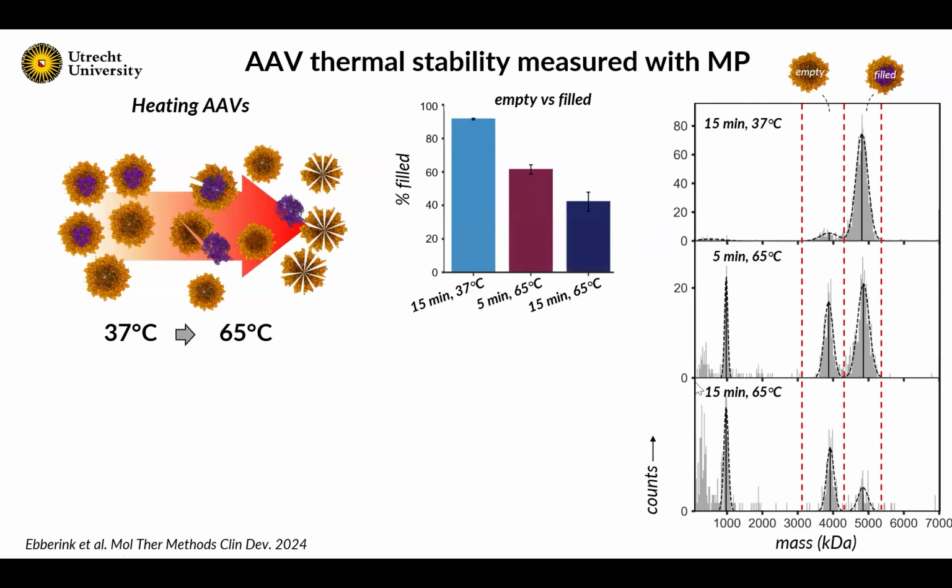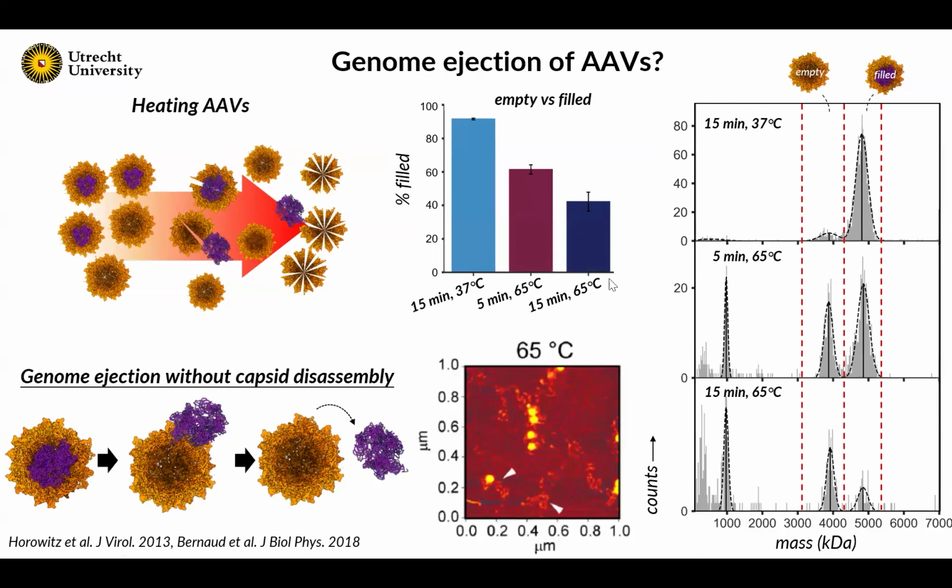If we incubate even longer at 65 degrees, we see a further drop in the amount of filled particles, which is now below the number of empty particles. And again, this peak is still here at about 1 megadalton for our released genomes. And also in the percentage filled, we see this drop now at about 40%. So this really supports the idea that upon heating of the capsids, the genome is released and we end up with empty particles in the end. Much as we saw earlier with CDMS, but also with AFM.